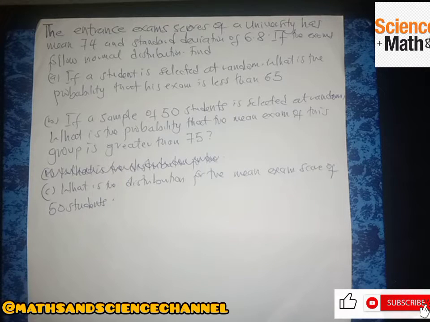So let's quickly look at this question over here. The question says that the entrance exam scores of a university have a mean of 74 and a standard deviation of 6.8, and the exams follow a normal distribution. So in the question we are told that it follows a normal distribution. The first question says, if a student is selected at random, what is the probability that his exam score is less than 65?